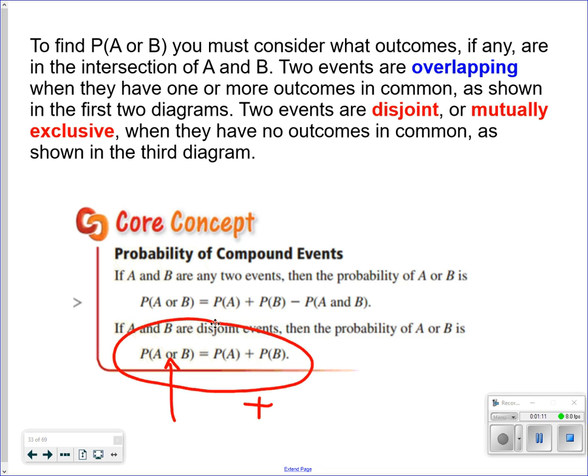Now, if you have A or B and some of the events are overlapping, then you have to subtract anything that's in both the probability of A and the probability of B. So you've got to subtract anything that's overlapping in the two.